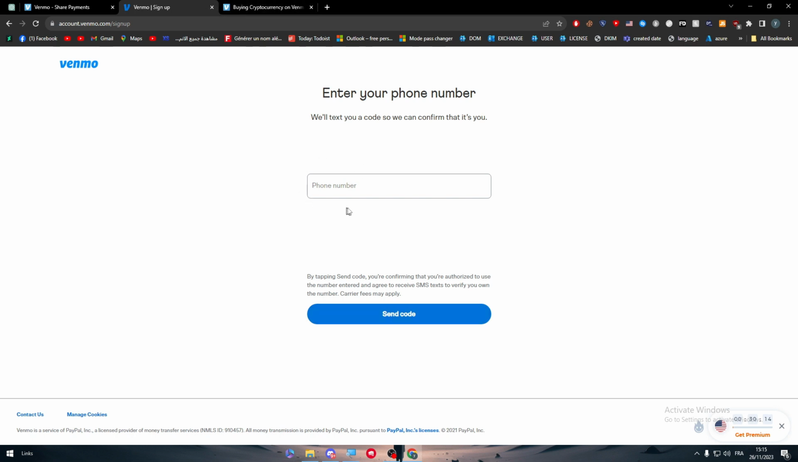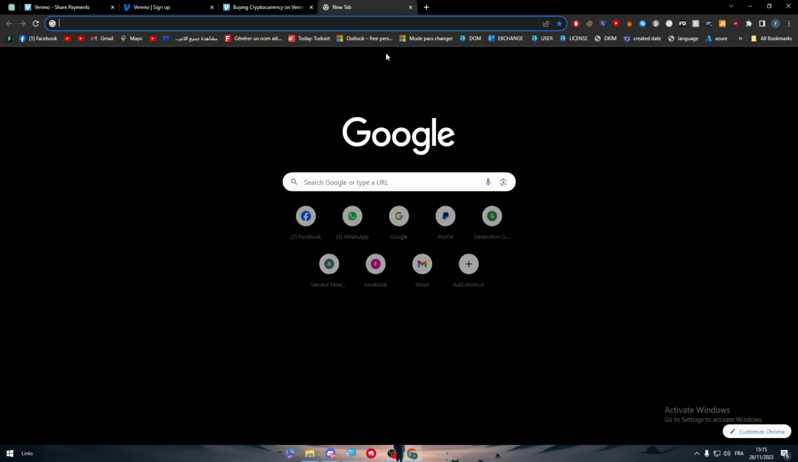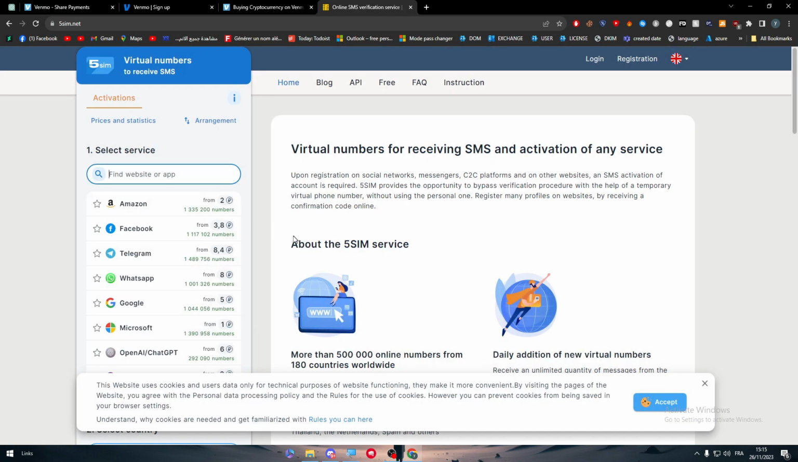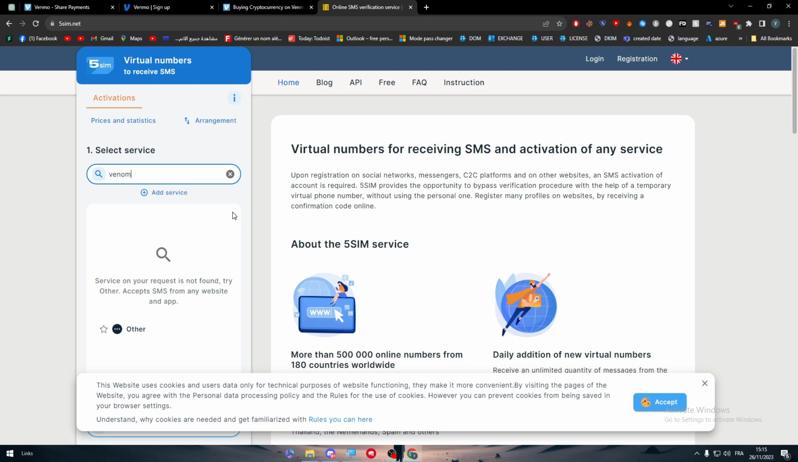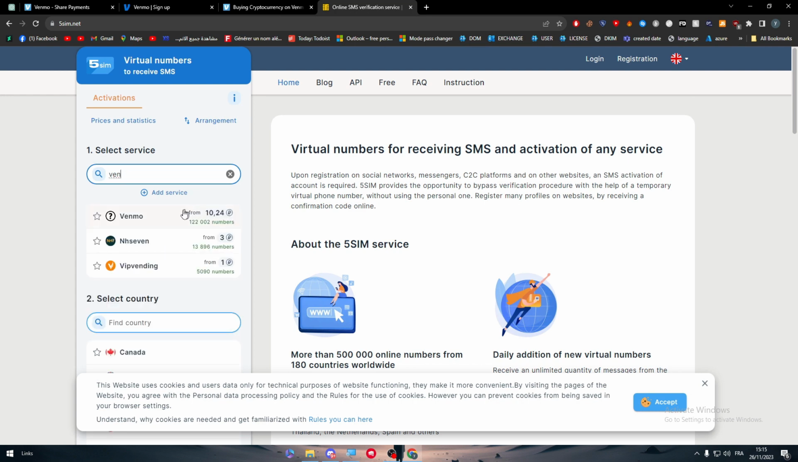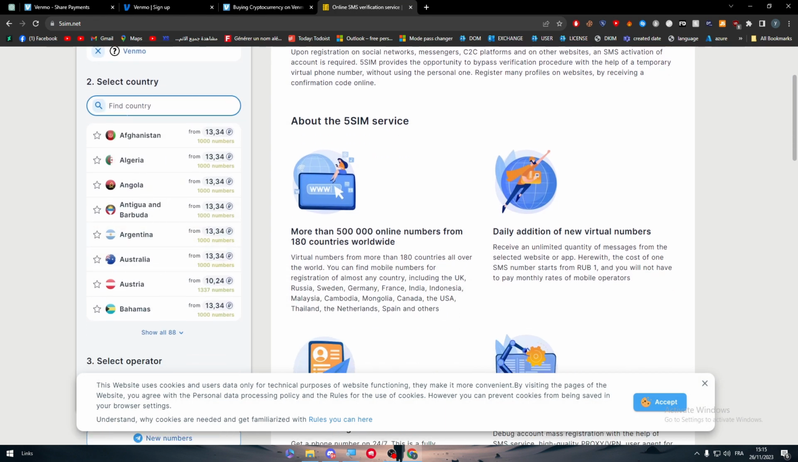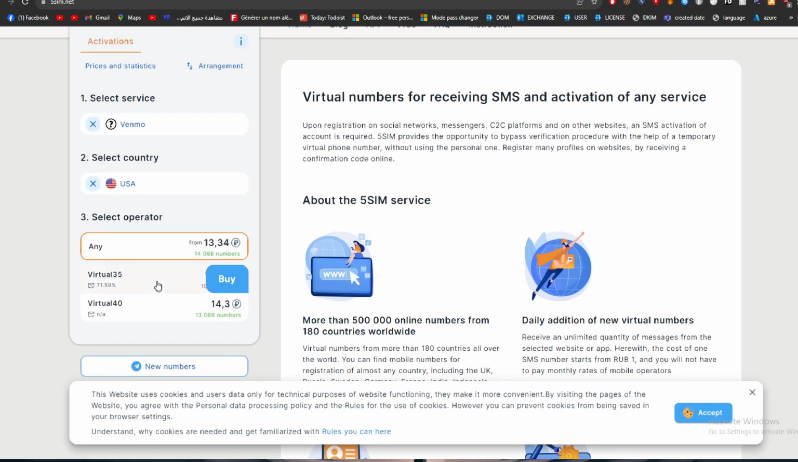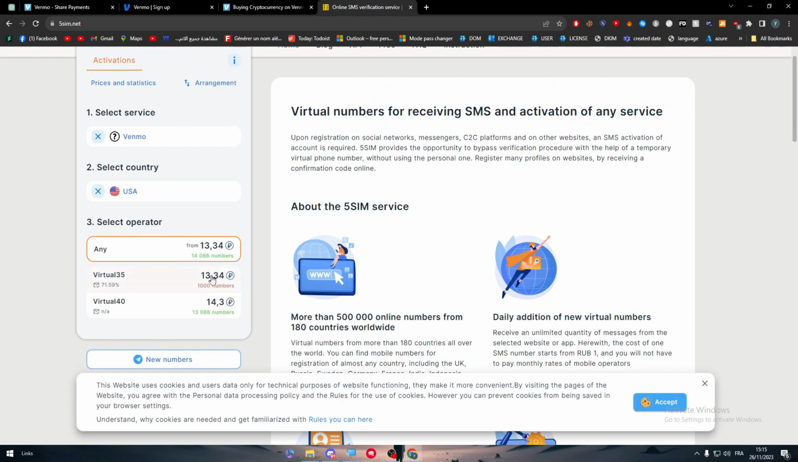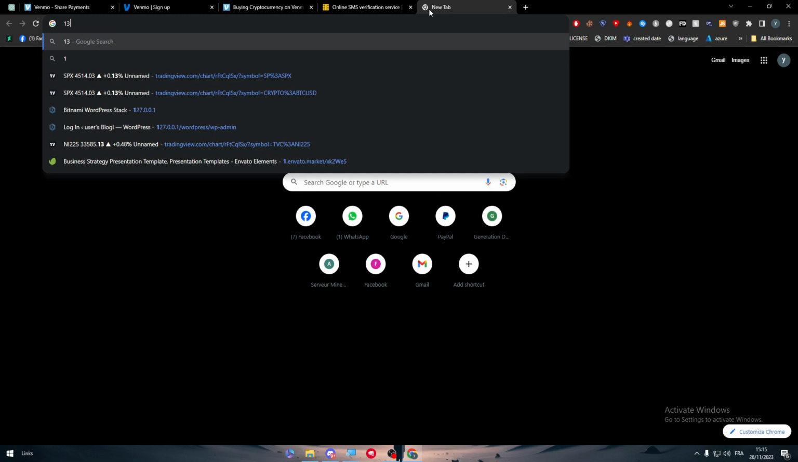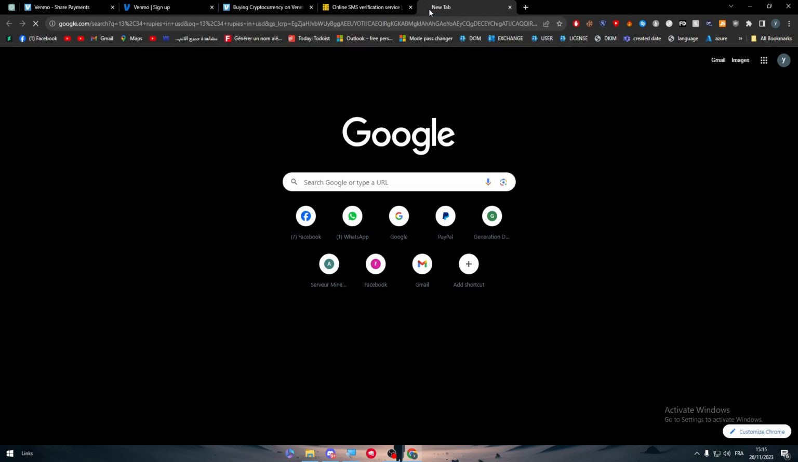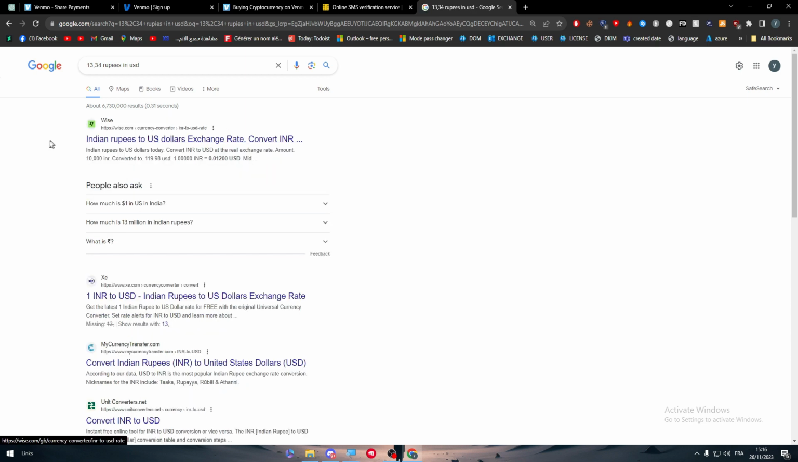After that, we need a phone number. So we need to go to 5sim.net, search for a phone number on 5sim, make sure to put the application as Venmo, and choose the country to be United States. Choose this number and you must buy it. It will cost you 13.34 rupees, which is 13.44 rupees in USD, and there we have it.